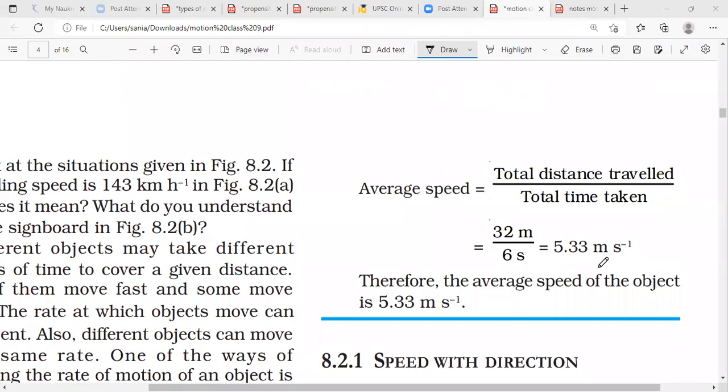Yes, ma'am. And just remember one thing, you have to find average speed. That means your unit will be the SI unit, meter per second, right? Yes, ma'am. Until and unless you write meter per second, it is incomplete. Okay.